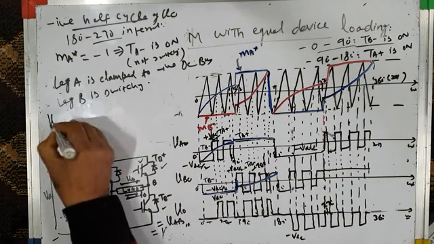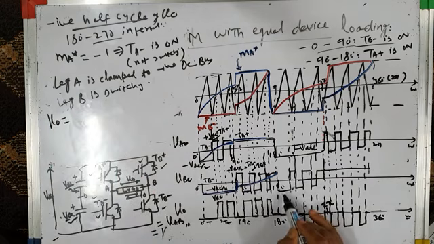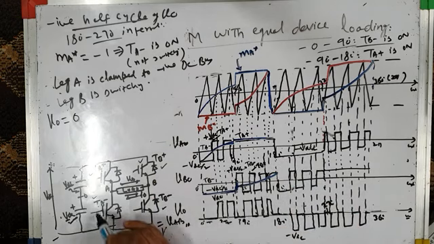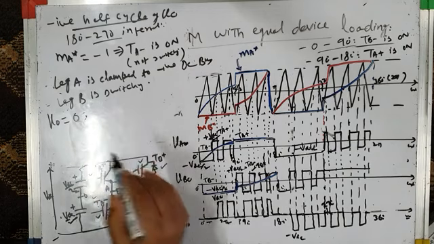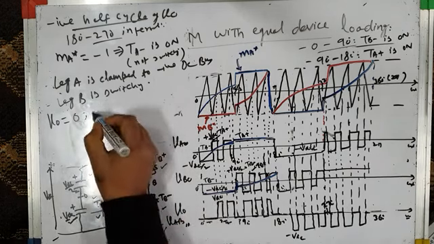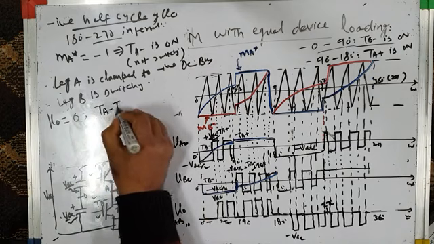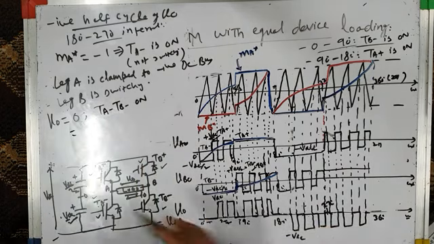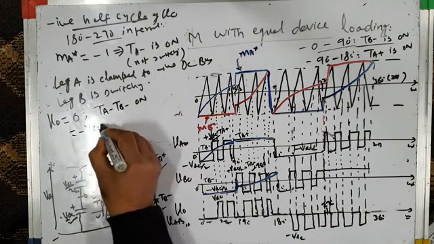And the inverter output voltage during this period, you can see it is equal to 0 when the bottom switches of both the legs are on. That means TB minus is on, and TA minus is also on. So TA minus, TB minus both are on. Then it is equal to minus VDC.